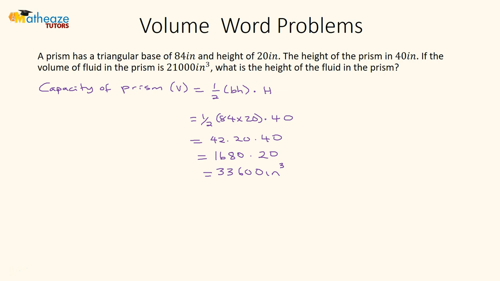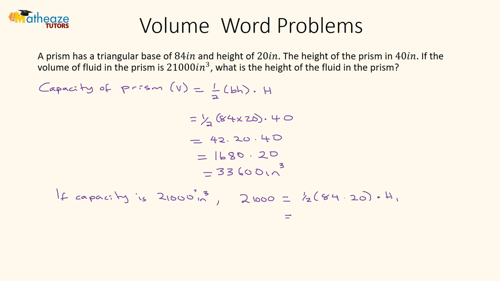But what we know here is that the only thing that changes is the height of the fluid. So let's look at that. So if the capacity is 21,000 cubic inches, then 21,000 is equal to 1/2 times 84 times 20 times H1. Let's call it H1.